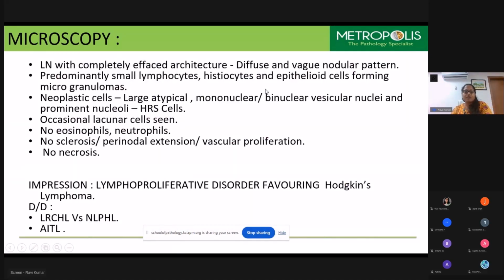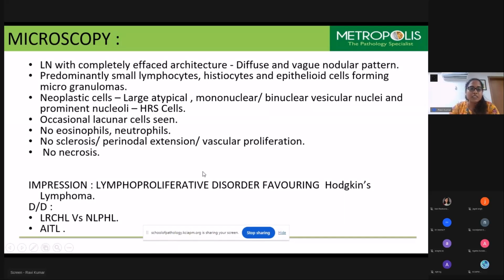So to summarize it all, it was a lymph node with completely effaced architecture. There is a diffuse and vague nodular pattern, predominantly small lymphocytes, histiocytes, and epithelioid cells forming microgranulomas. Then the neoplastic cells were large, atypical, mononuclear forms, binuclear, with vesicular nuclei and prominent nucleoli. They are like pathognomonic for HRS cells. And occasional lacunar cells were also seen.